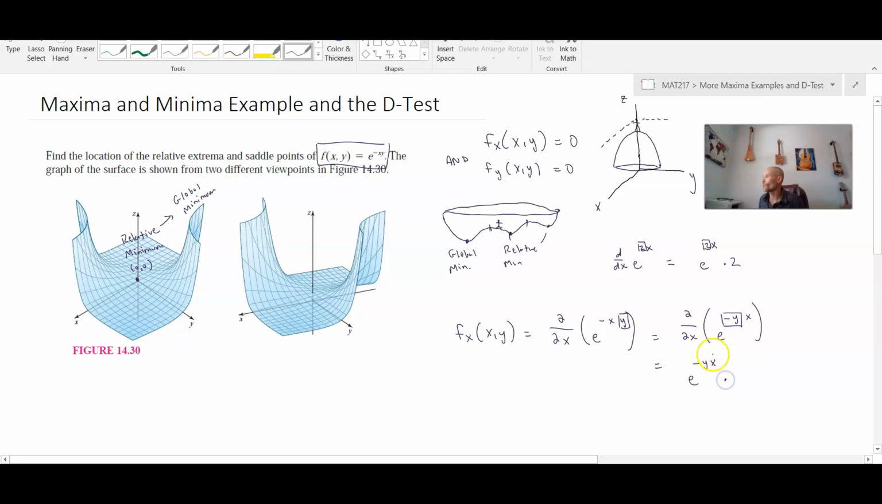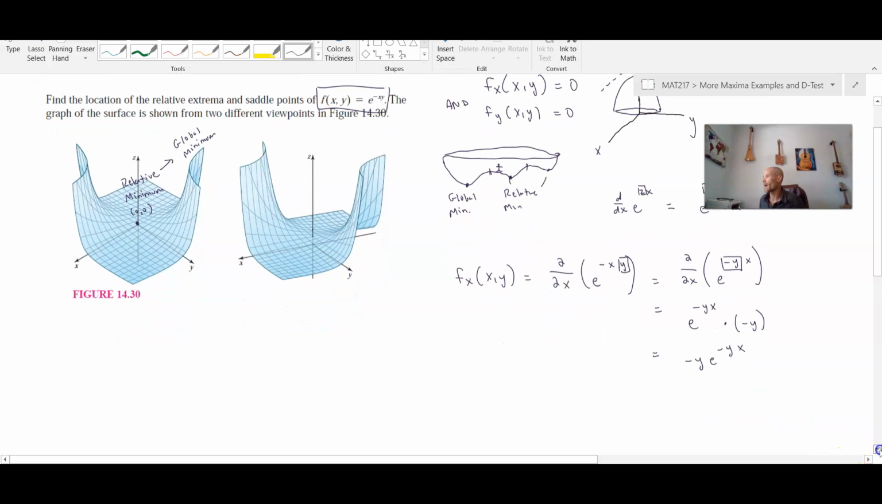But times the derivative of the stuff. So the derivative of a constant times x is just the constant. So our final answer for the partial derivative with respect to x is negative y e to the negative yx.